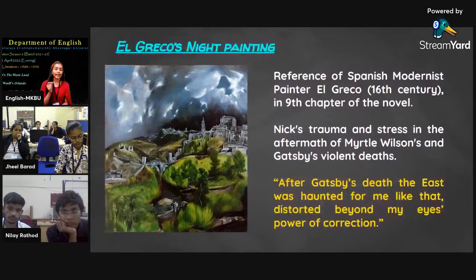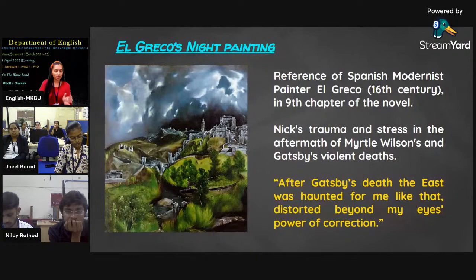He uses this painting's reference while he is talking about the East Egg, because he is looking at the East Egg as a place of distortion. After Gatsby's death, he is in trauma and thinks that East Egg is the reason for Gatsby's death.